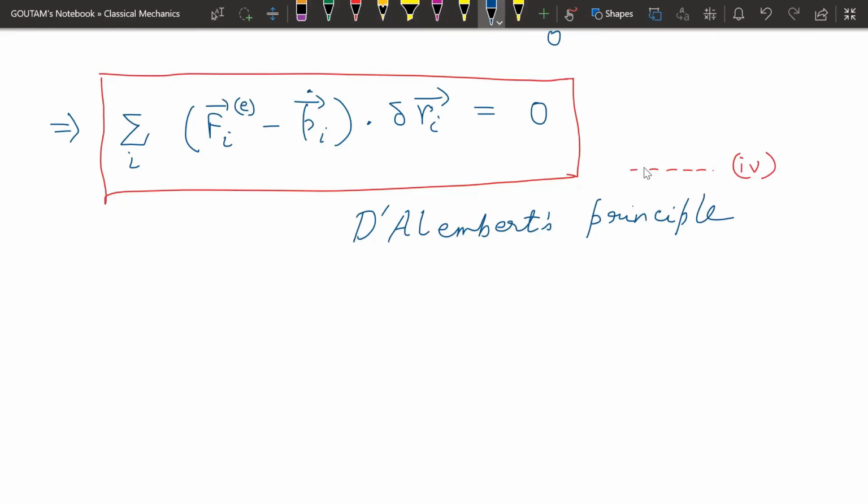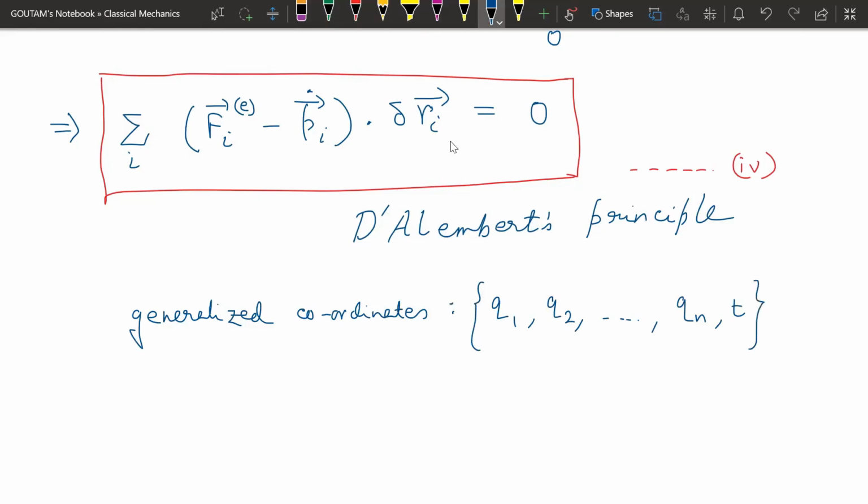So in order to do that, we will write the equation in terms of generalized coordinates. Let's say we have a set of generalized coordinates. Generalized coordinates means the minimum number of independent coordinates required to describe a system. These are q1, q2, dot dot dot, qn. This is a set of generalized coordinates.